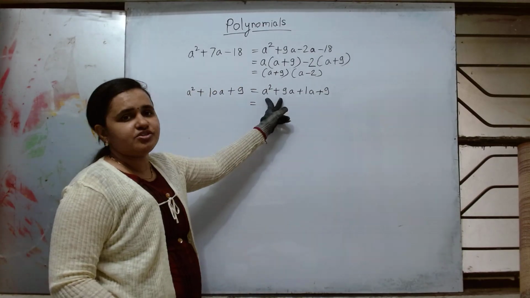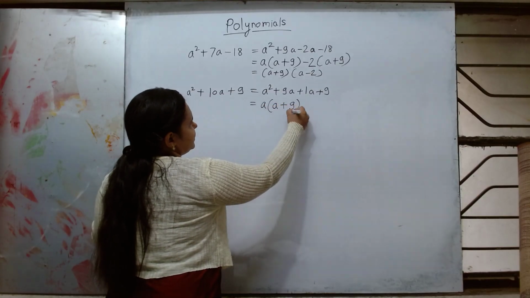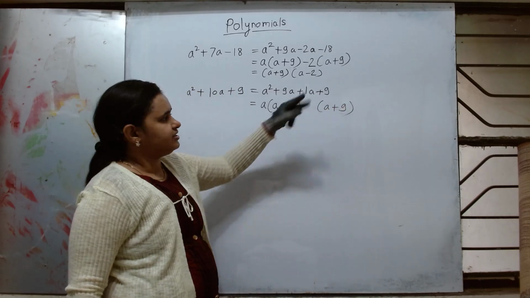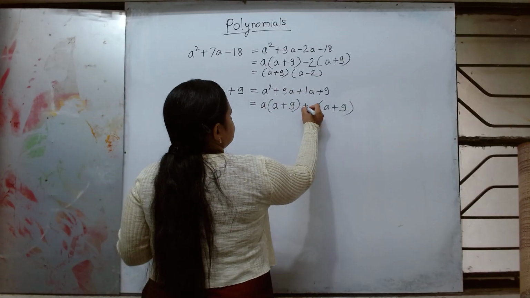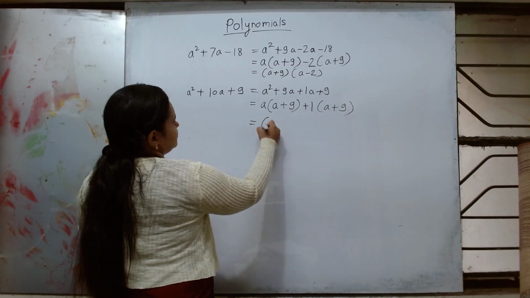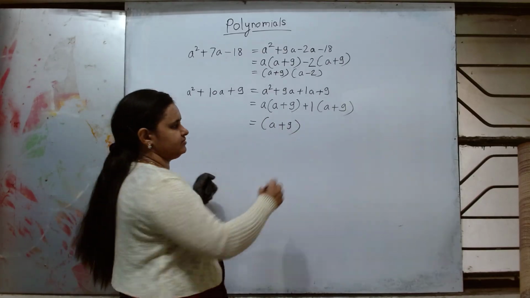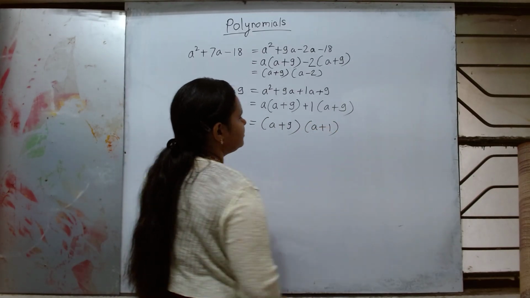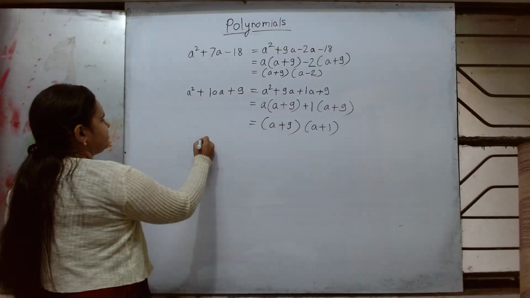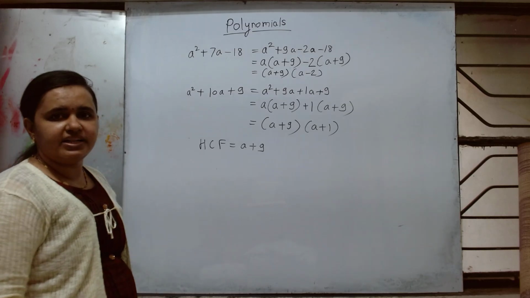Now from the first two terms we can take a common. So in the bracket it is remaining a plus 9. In the second bracket also a plus 9 will be common, and what is remaining is plus 1. Plus 1a plus 1 into 9 is 9. So in the bracket a plus 9 and outside the bracket is a plus 1. Okay, so we have found the factors of this polynomial as well as this polynomial. Now HCF was given as a plus 9 and we have to calculate LCM.